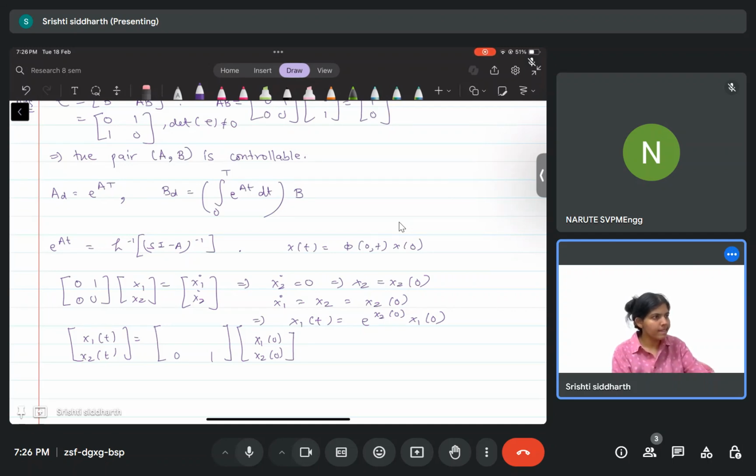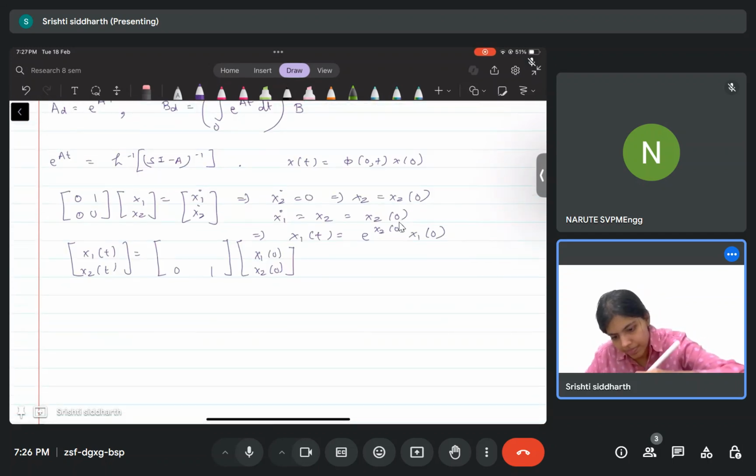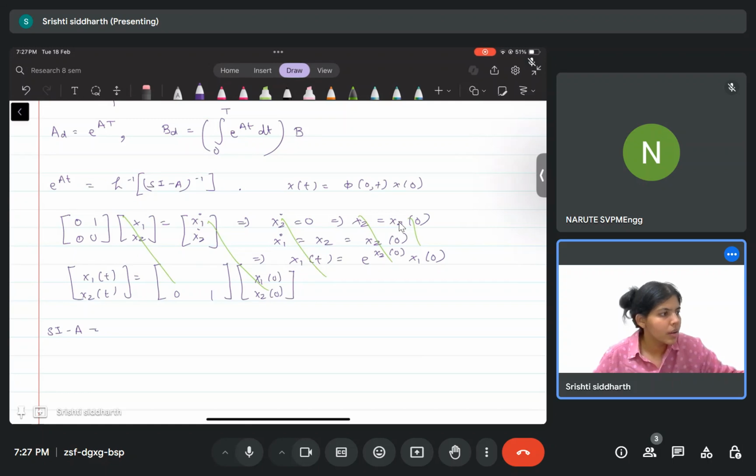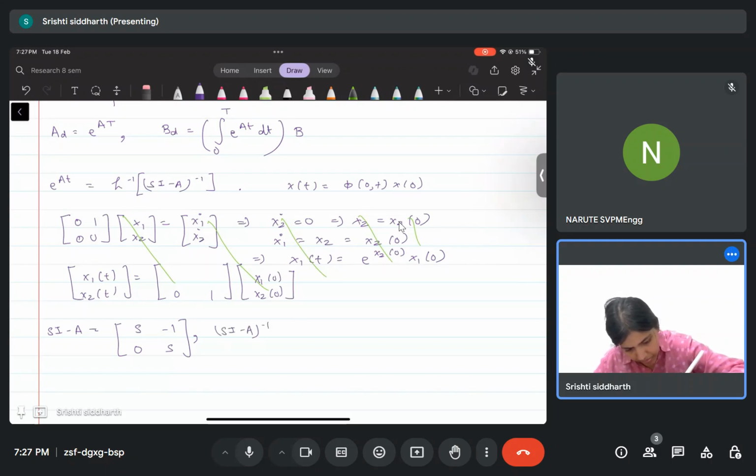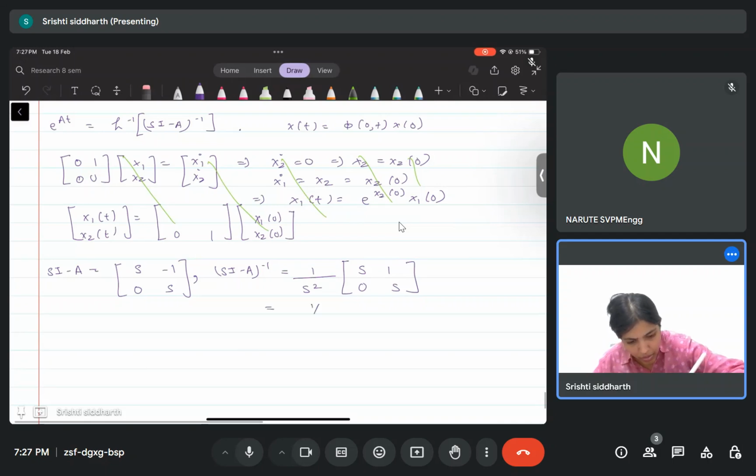Just a second. So we have to figure out what the state transition matrix is. So let's see. sI minus A is [s, minus 1; 0, s]. So we have (sI minus A) inverse as 1 upon the determinant, and this gives 1 over s, 1 over s squared, and so on.